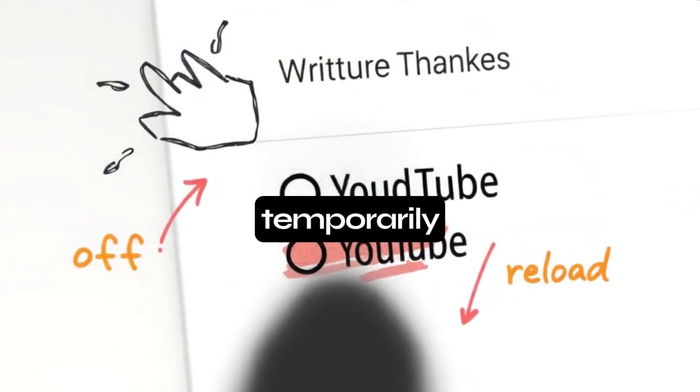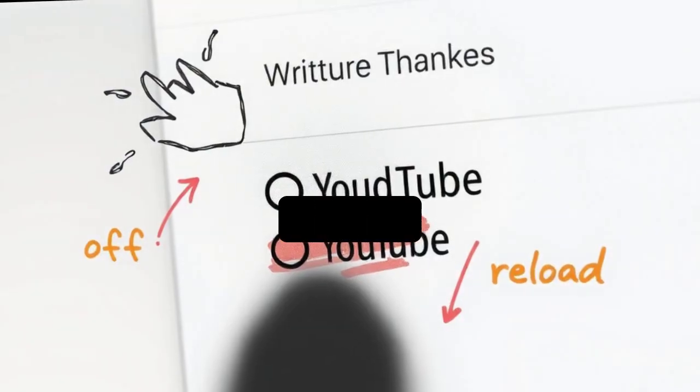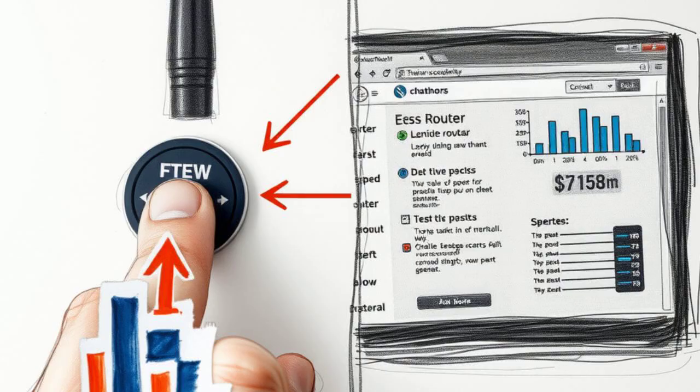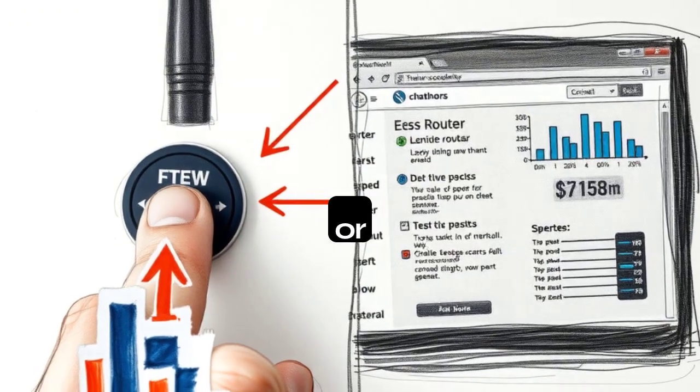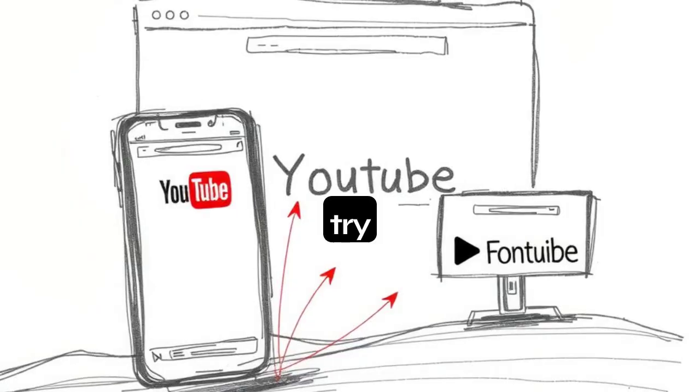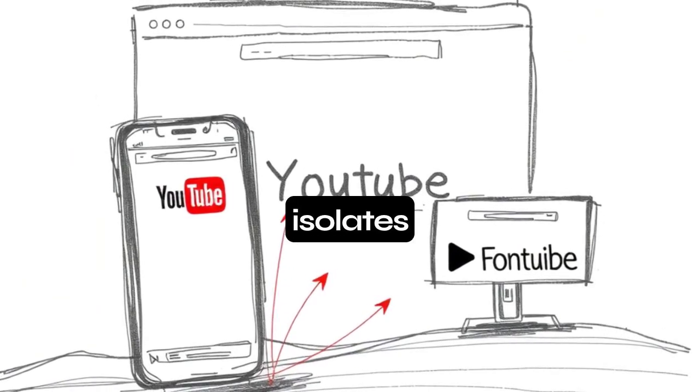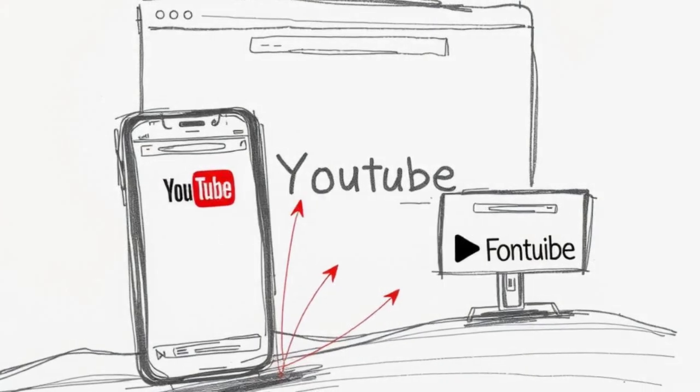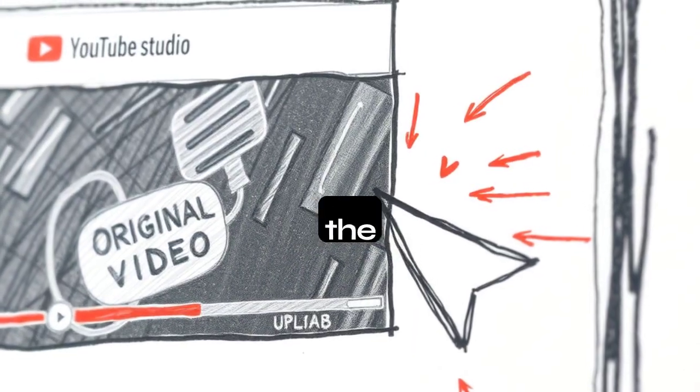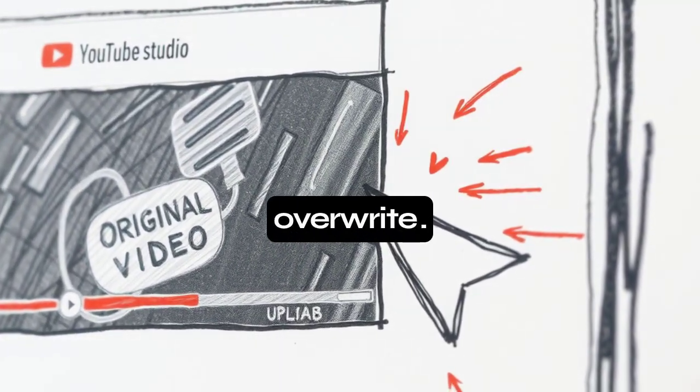Disable extensions temporarily, especially ad blockers, then test the player again. Check your network, restart your router or run a quick speed test. Try a different device or browser, this isolates whether it's device specific. If nothing works, re-upload the video from your original file and overwrite.